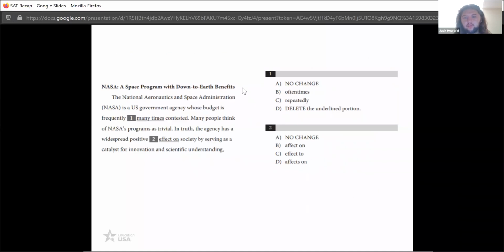So take a look at question 1. It addresses the underlined phrase in the first sentence of this passage, entitled NASA, a space program with down-to-earth benefits. Take a look and put an answer in the chat, or raise your hand to explain why you got the answer you did.